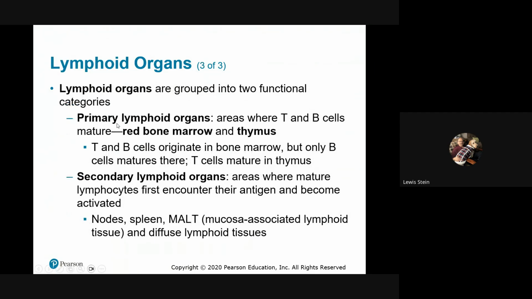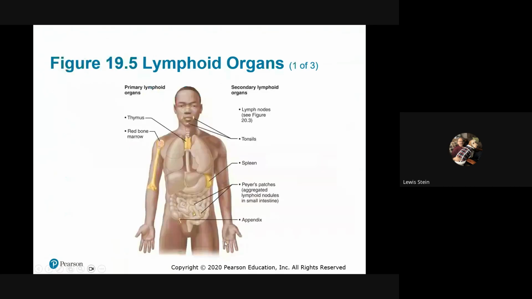And so the primary lymph organs, where they mature, all white blood cells are born in the bone marrow. The B cells mature in the bone marrow. The T cells mature in the thymus. And then once they're there, the secondary lymph organs are where the mature ones go. So whether they're lymph nodes, the spleen, what I talk about, all these mucosa-associated lymphoid tissue, or any diffuse tissues, that's where you find them.